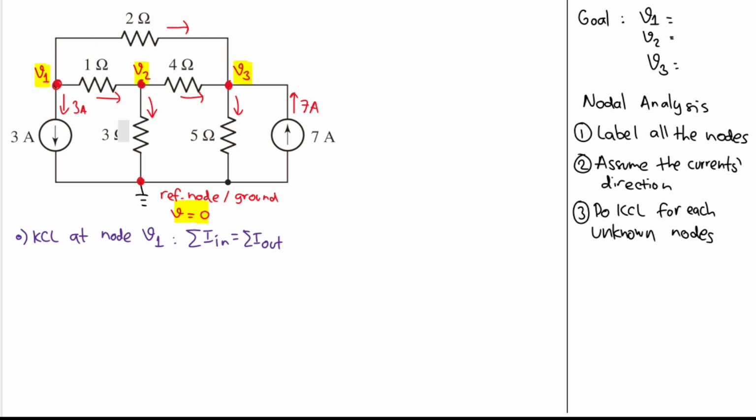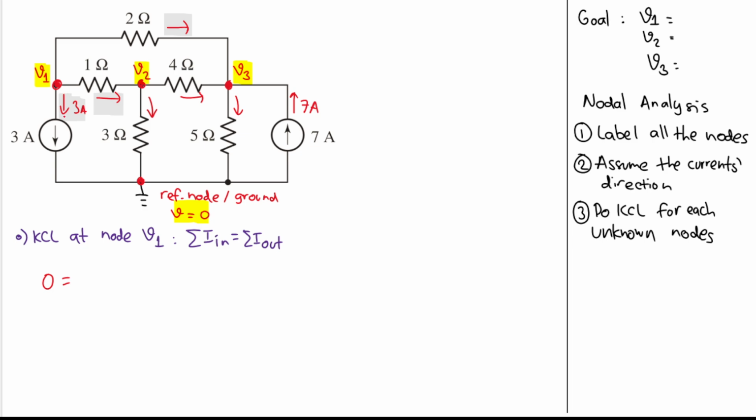Let's do KCL at node V1. Here, I think there is no current going in; all the currents are going out. We have 3 ampere going out from V1, this current here is going out from V1, and this current here is also going out from V1. So there is no current going in, and we will have 0 on the left-hand side. Then put the equal sign. Now let's work out the currents going out.